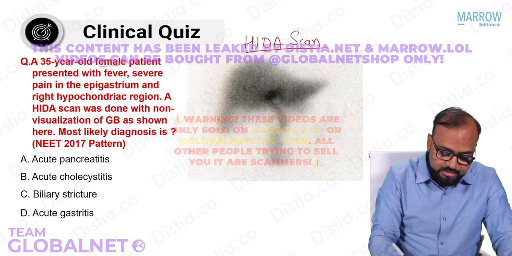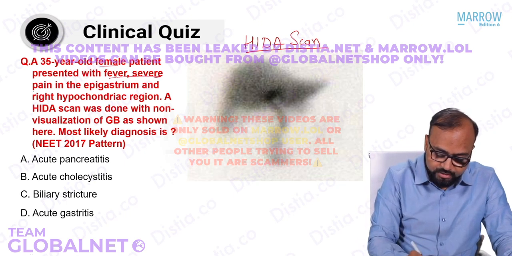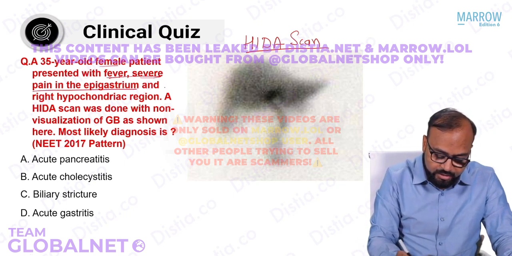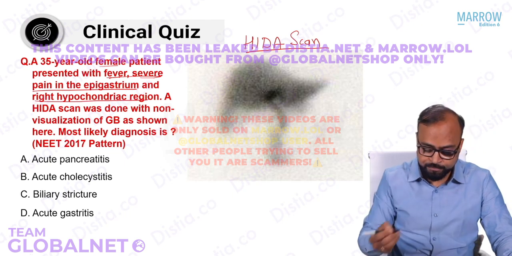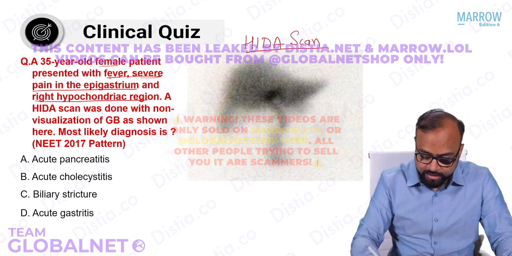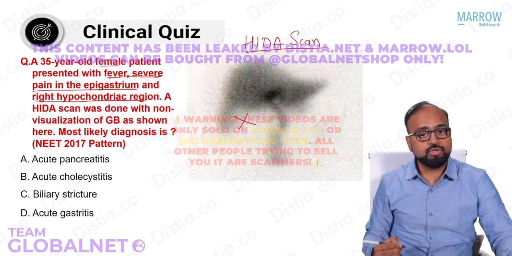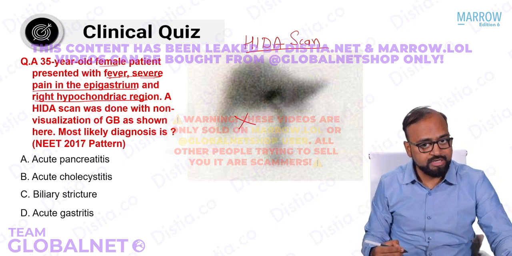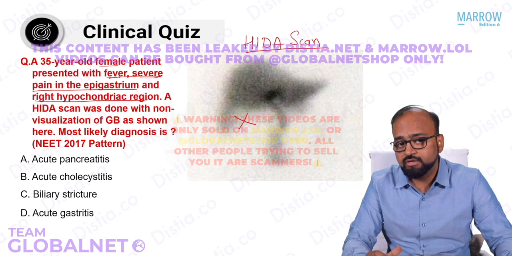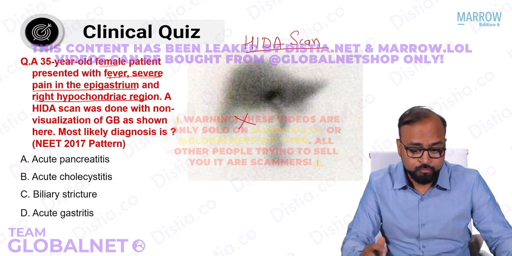See, this is a female patient who presented with severe pain in the epigastrium and the right hypochondriac region. HIDA scan is done, and what is the finding on HIDA scan? The gallbladder is not seen. Here, the gallbladder must be seen on HIDA scan. What is this image? What is seen here? What is not seen? We'll discuss this as we go ahead.